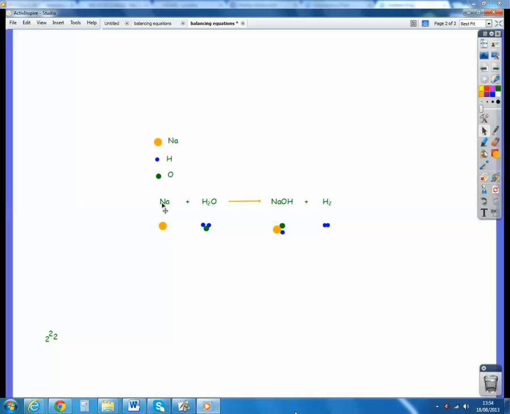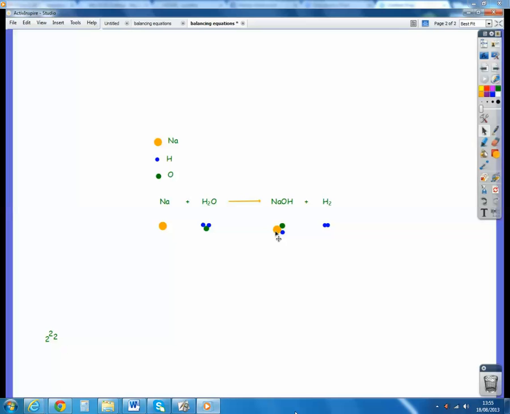In this one, I've got sodium reacting with water to form sodium hydroxide and hydrogen. Now, sodium is orange, hydrogen is blue, and oxygen is green. So let's start by drawing out what I'm starting with. I've got 1 sodium here. I've got an H2O, that's oxygen with 2 hydrogens attached. That's like a little Mickey Mouse.